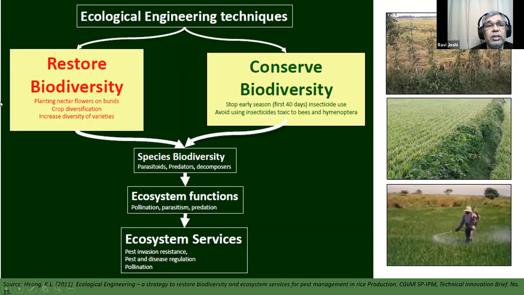In ecological engineering, there are two things. One, you restore the biodiversity, and secondly, you conserve the biodiversity. You can restore biodiversity by using different techniques. For example, instead of growing a single crop of rice, you have crop diversification. You grow different kinds of crops in an area to increase the diversity of varieties. And people are now also practicing this ecological engineering. I'll show you in other countries how it has benefited, especially the planting of nectar flowers around the bunds or around the fields. And the second is to reduce the use of insecticide.